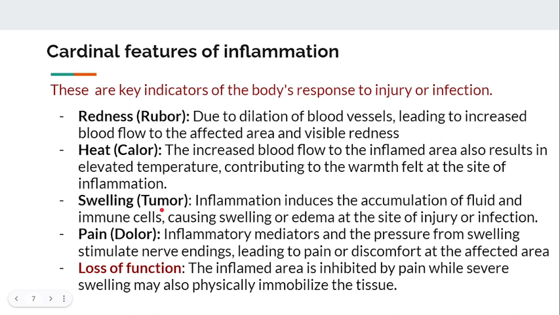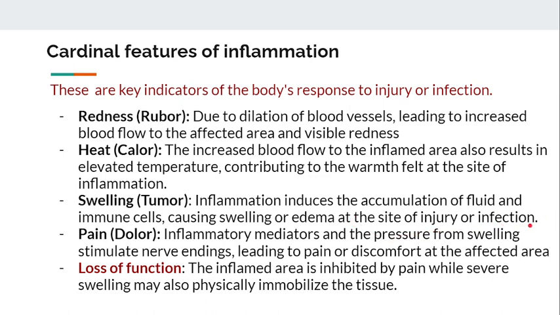Okay, so apart from those cells, what other material is going to move outside is going to be the plasma part of blood. Okay, so that liquid part of blood is going to escape into the interstitium, and the reason why that part of blood is needed is because it contains nutrients which the cells are going to use. Okay, so we are saying swelling or tumor. Inflammation induces the accumulation of fluids and immune cells, causing swelling or edema at the site of injury or infection.